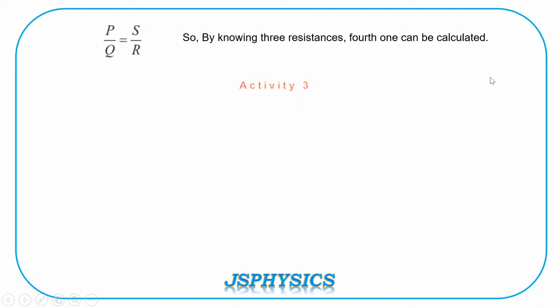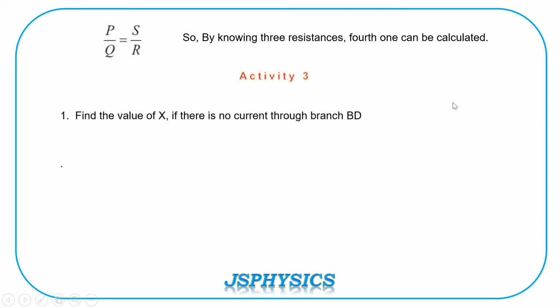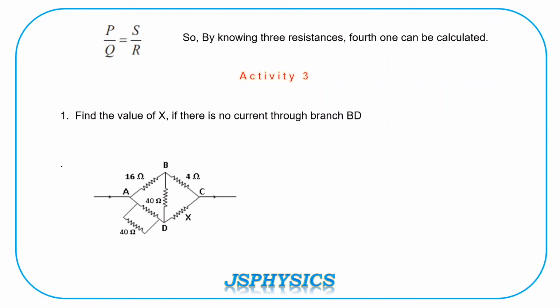Now let us do one activity. You will read the question, pause the video, check the answer. Let us start. Find the value of X if there is no current through branch BD. Now the circuit is given to us. Again, A, B, C, D, A. This quadrilateral is there. AB branch contains 16 ohms, BC 4 ohms, AD 40 and 40 ohms in parallel, whereas CD branch contains value of resistance as X. So we have to find how much resistance we have to connect as X in CD branch. That is our question. So solve this question and check your answer.